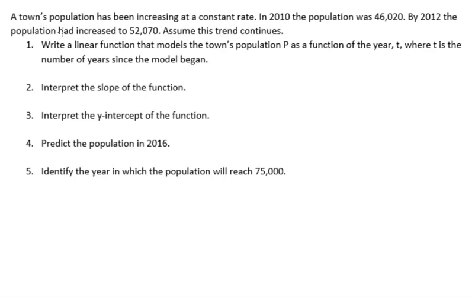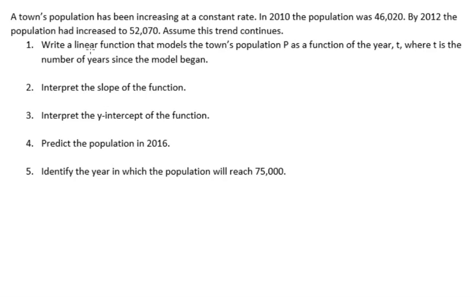This question says, a town's population has been increasing at a constant rate. In 2010, the population was 46,020. By 2012, the population had increased to 52,070, and assume this trend continues. First thing we need to do is write a linear function that models the town's population P as a function of the year T, where T is the number of years since the model began.